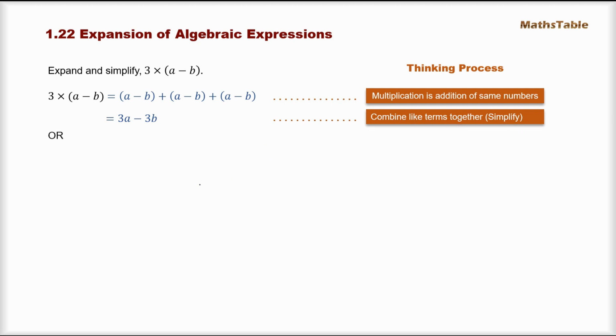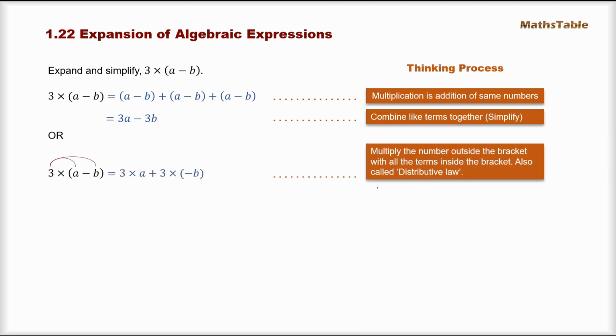However, we can also apply another way of doing that, which is called the distributive law. Now, in the distributive law, what we do is we simply multiply the number which is outside the bracket with every term inside the bracket. Hence, we distribute this number 3 with all the terms inside the bracket. So that's why it's called distributive law. So doing that, we get 3 times a plus 3 times negative b. Now carrying out this calculation, we get 3a minus 3b, the same answer we obtained in the previous calculation. So this is how the distributive law makes it much easier for us to expand an algebraic expression.